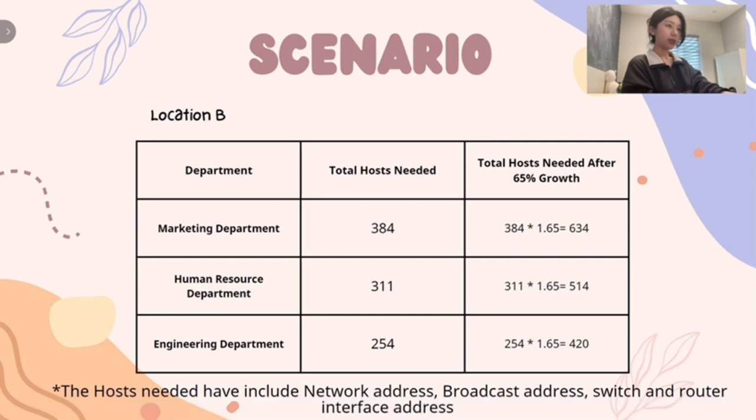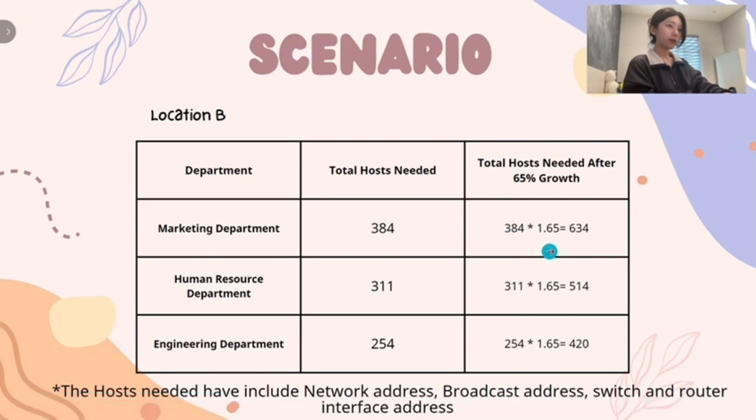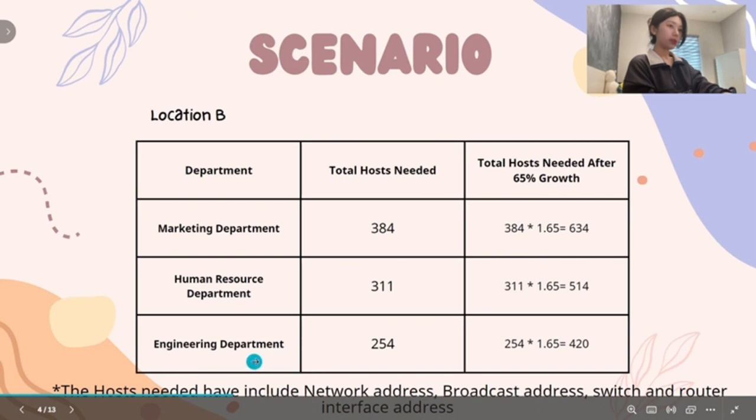This slide shows the departments and hosts needed by the departments of location B. First will be the marketing department. This department needs 384 hosts and becomes 634 after considering 65% growth. The second department, Human Resource Department, needs 311 hosts and after the 65% calculation, it becomes 514 hosts. The last department in location B is the engineering department. The host number needed by the engineering department is 254 and after including the 65% of growth, it becomes 420 hosts.